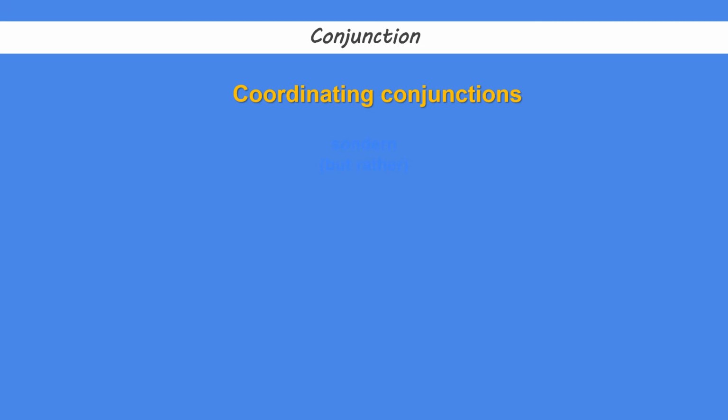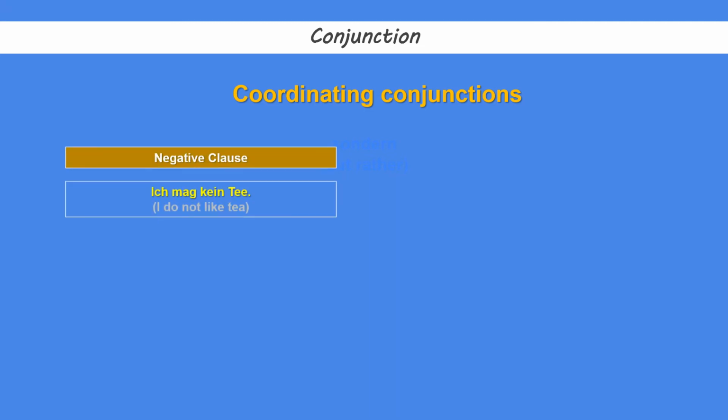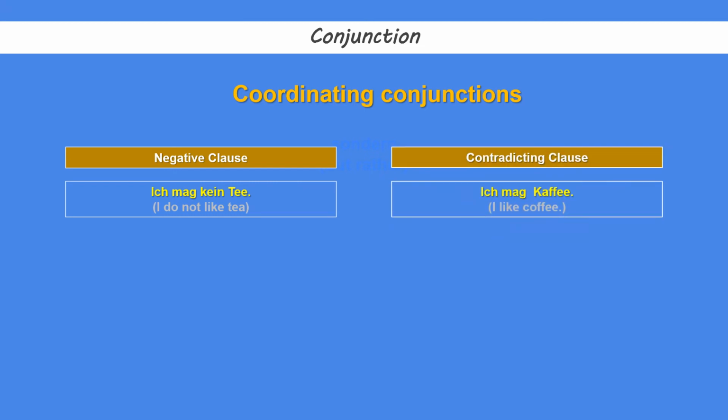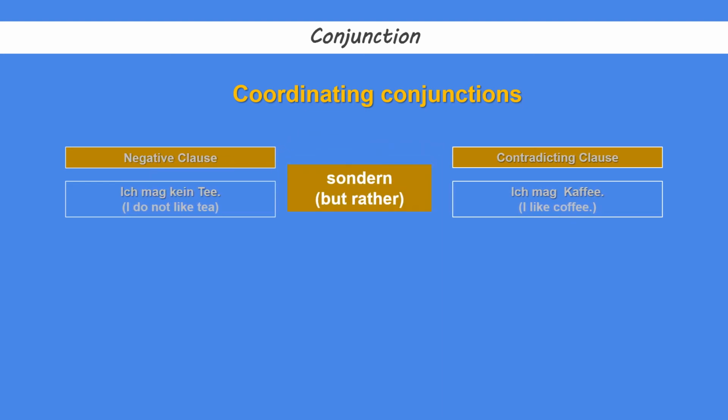For example, Ich mag keinen Tee. I don't like tea. Ich mag Kaffee. I like coffee. Here we can see, the first clause is negative, and the second clause is negating the first clause. Ich mag keinen Tee, sondern Kaffee. I do not like tea but coffee.